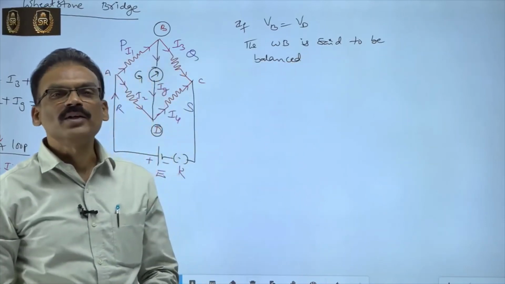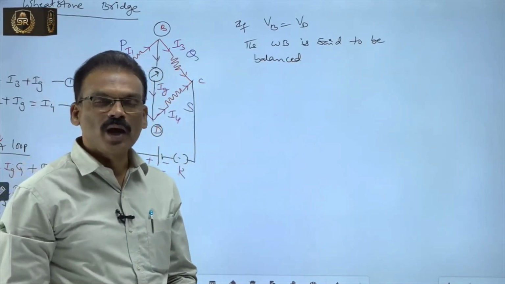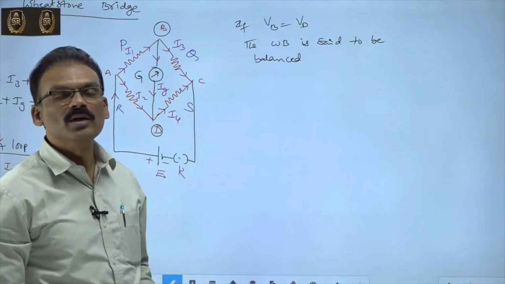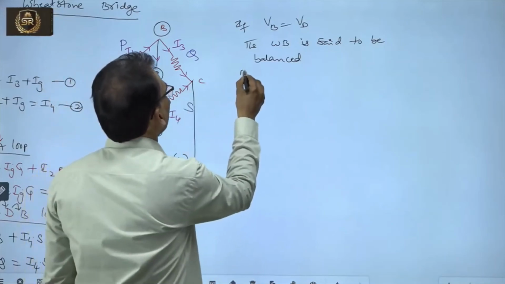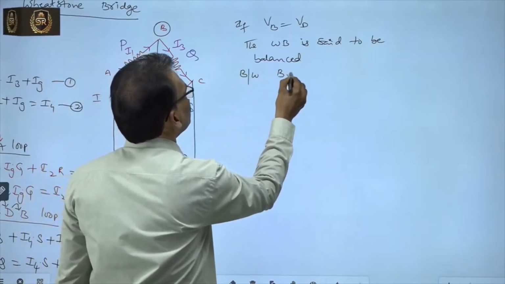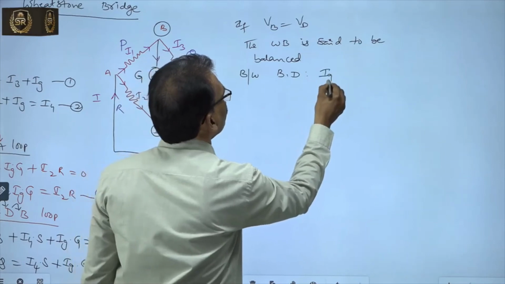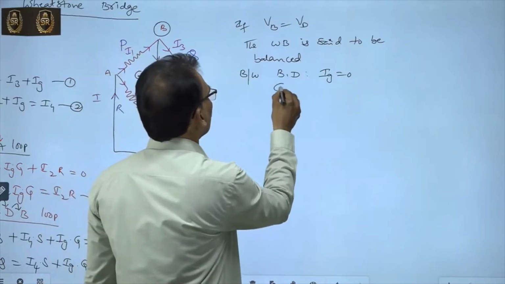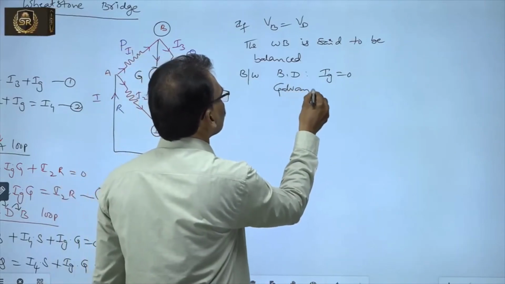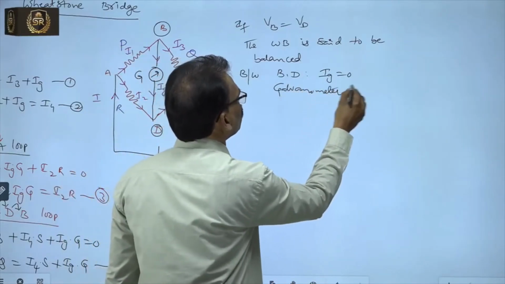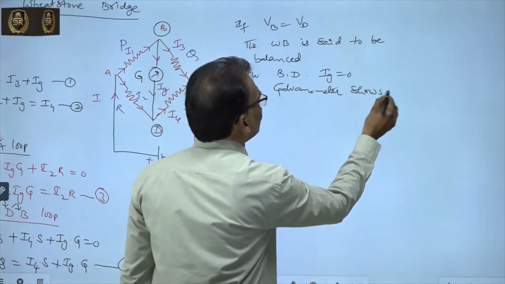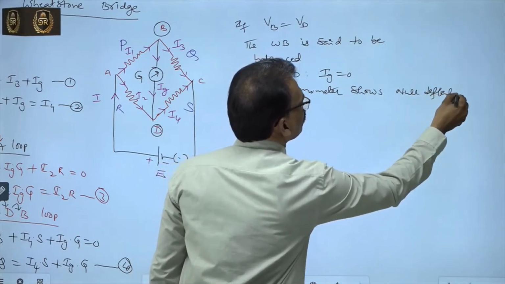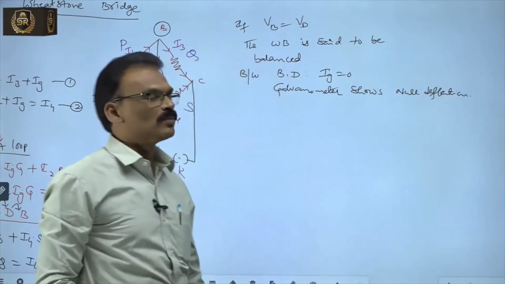Means if both are at the same potential, and current flows generally from high potential to low potential, there is no potential difference. So between B comma D, what is the current flowing? Now between B comma D, current Ig will be equal to 0. Means this galvanometer shows null deflection, zero deflection. Then what happens?